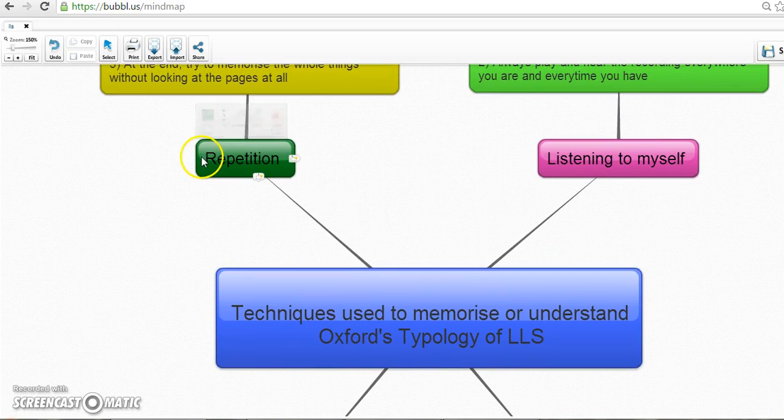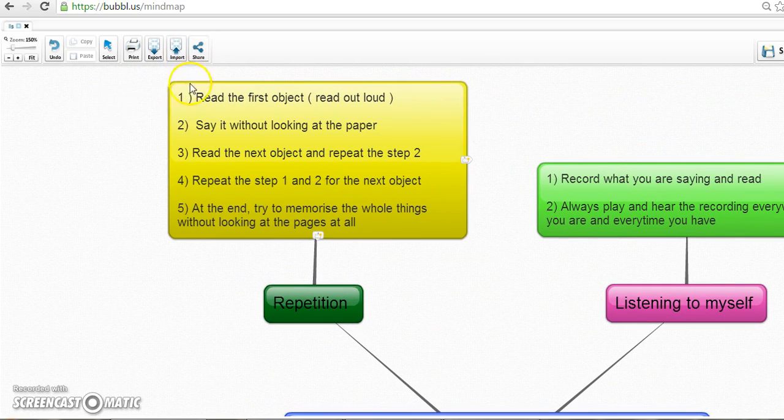My first technique is the concept of repetition. What does repetition mean? You have the object in front of you. You read the first object first, read out loud. But it actually depends on the individual, whether they read out loud or read for themselves only. As for me, I read out loud, because for me, if I read the object out loud, I'll understand more, and I'll be more conscious about what I'm learning at that time.